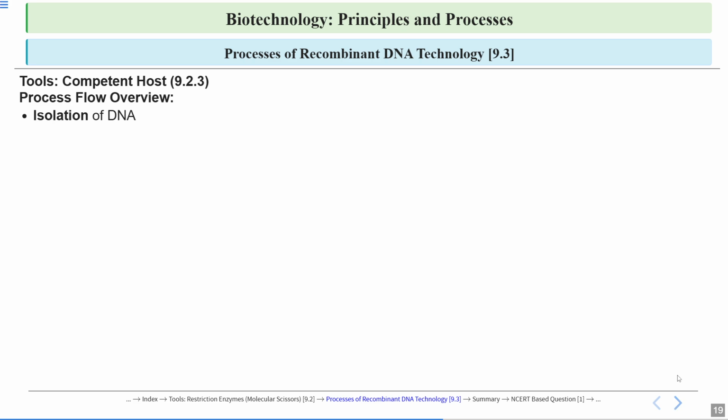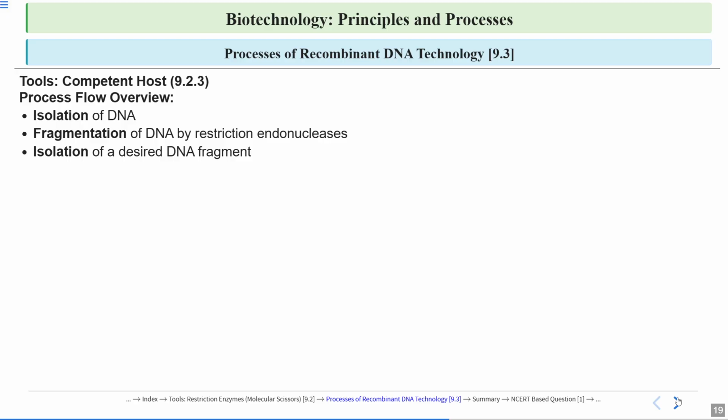First is the isolation of the DNA. We need our desired DNA. Then we need to fragment that DNA by restriction endonucleases, which we talked about in the last class. Then we have to isolate that desired DNA fragment, which we also talked about in the last class, like how we can take out our DNA fragment using gel electrophoresis. Then we will elute out our desired DNA.